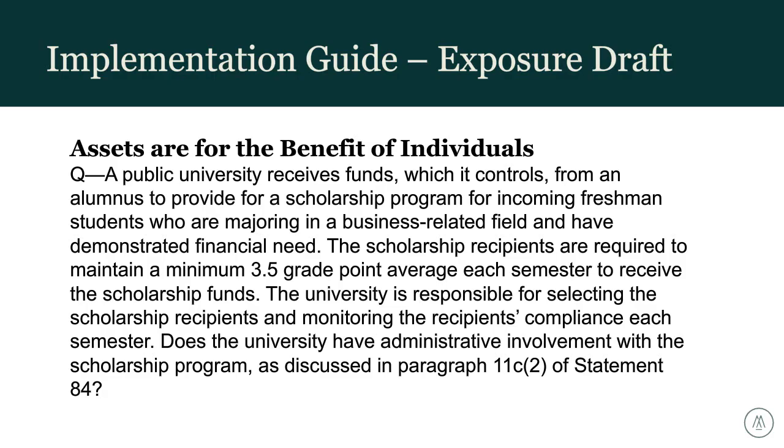I want to move on to another example. This is a case of a higher education institution, a university, receives funds which it controls from alumni to provide for a scholarship program for incoming freshmen who are majoring in business-related fields and have financial need. The criteria is that scholarship recipients are required to have a 3.5 grade point average to receive these funds. The university is responsible for selecting the scholarship recipients and monitoring compliance each semester.